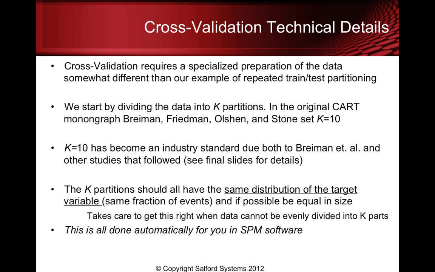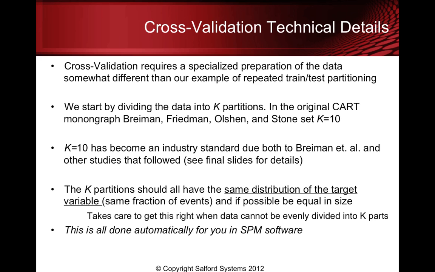These can't be simple random divisions of the data into 10 parts. The K partitions should all have the same distribution of the target variable. So in this case, that means the same fraction of events, and if possible, we want the sizes of the partitions to be as equal as possible as well. And we have a little bit more to say about that later in case you were interested enough to try to create your own cross-validation bins or partitions. But it does take care to get it right.